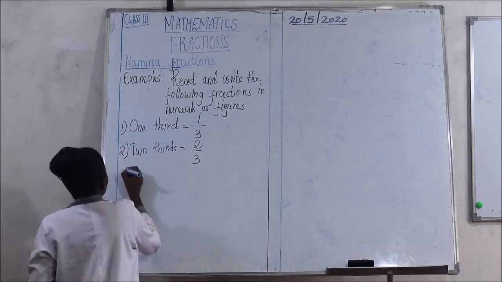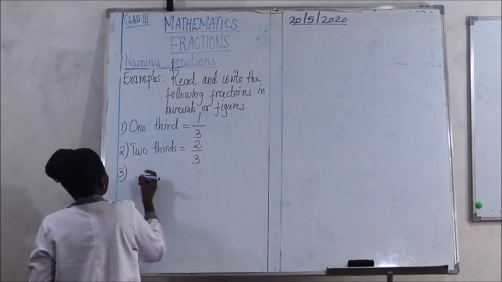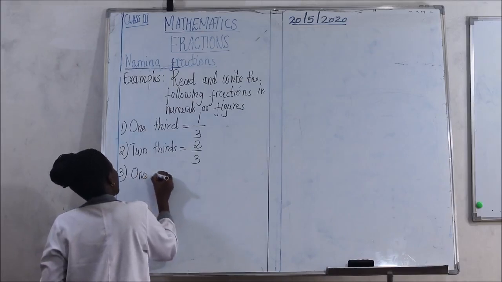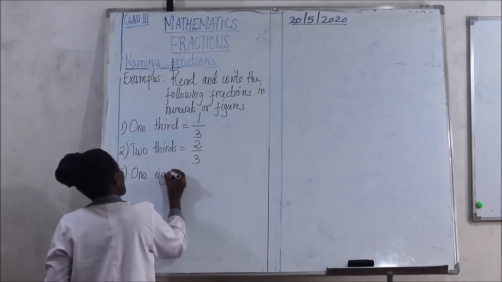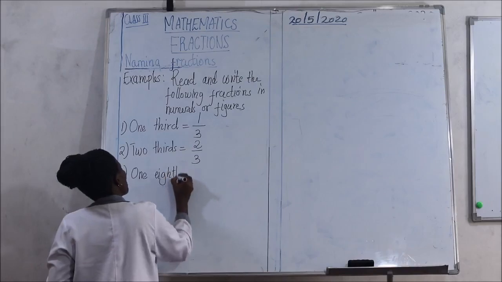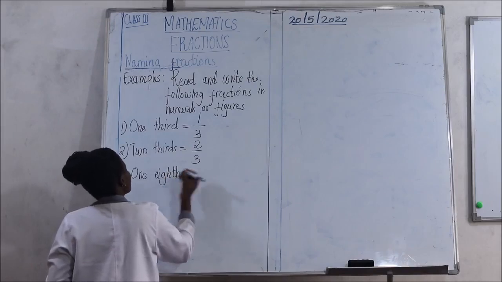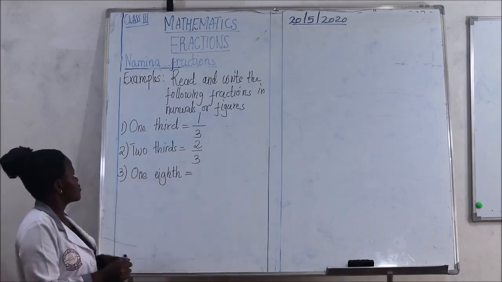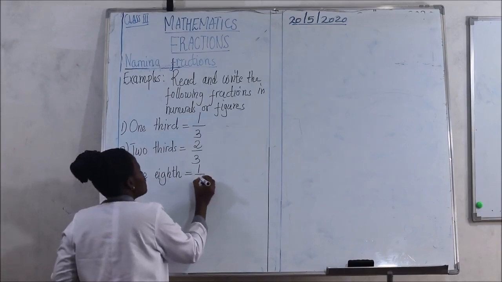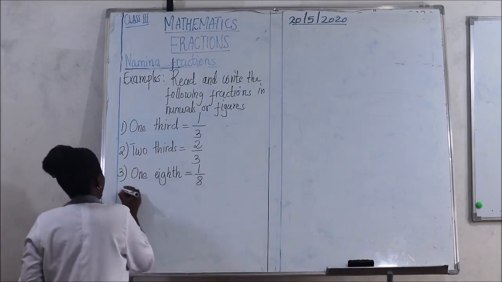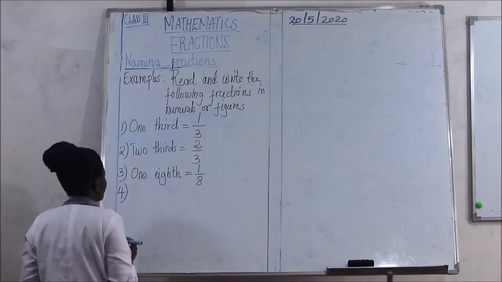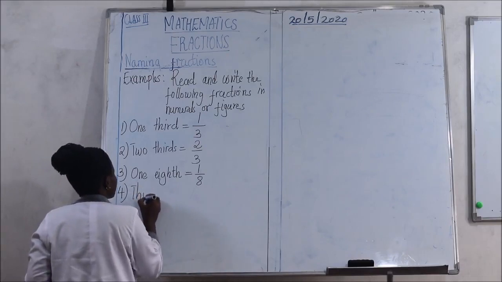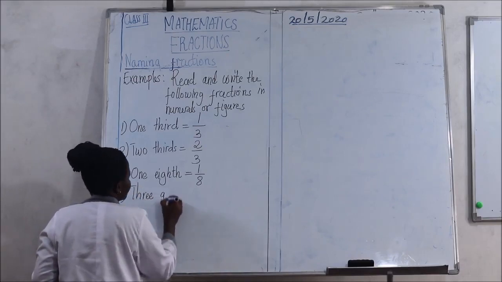And again, we can have an example of one eighth. Here we have 1, here we have the word 8. So this one will be 1/8. And again, you can have an example of three quarters.